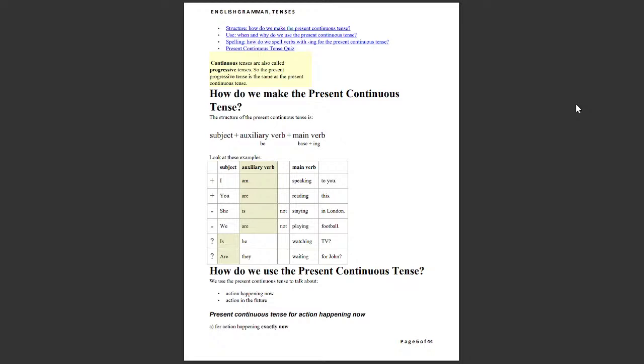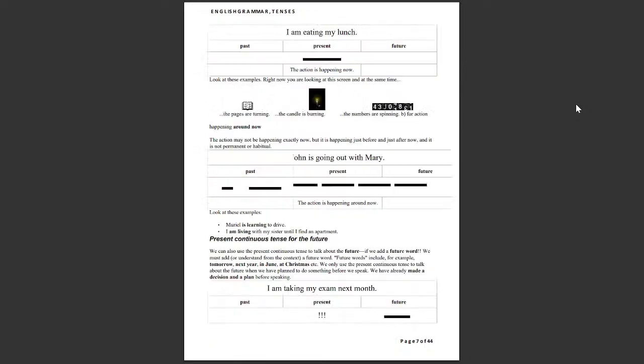Okay, and let us see how we use the present continuous. We use the present continuous tense to talk about action happening right away, okay, action happening now, and action in the future also. The present continuous sentences work like this. Present continuous tense for the action happening exactly now. For example, I am eating my lunch.